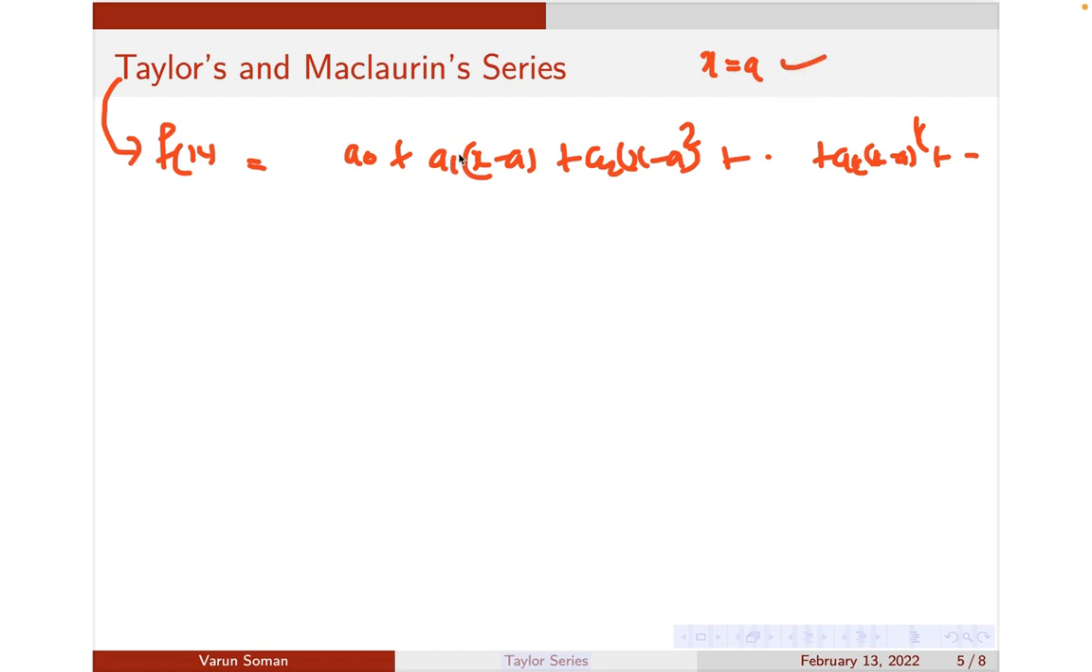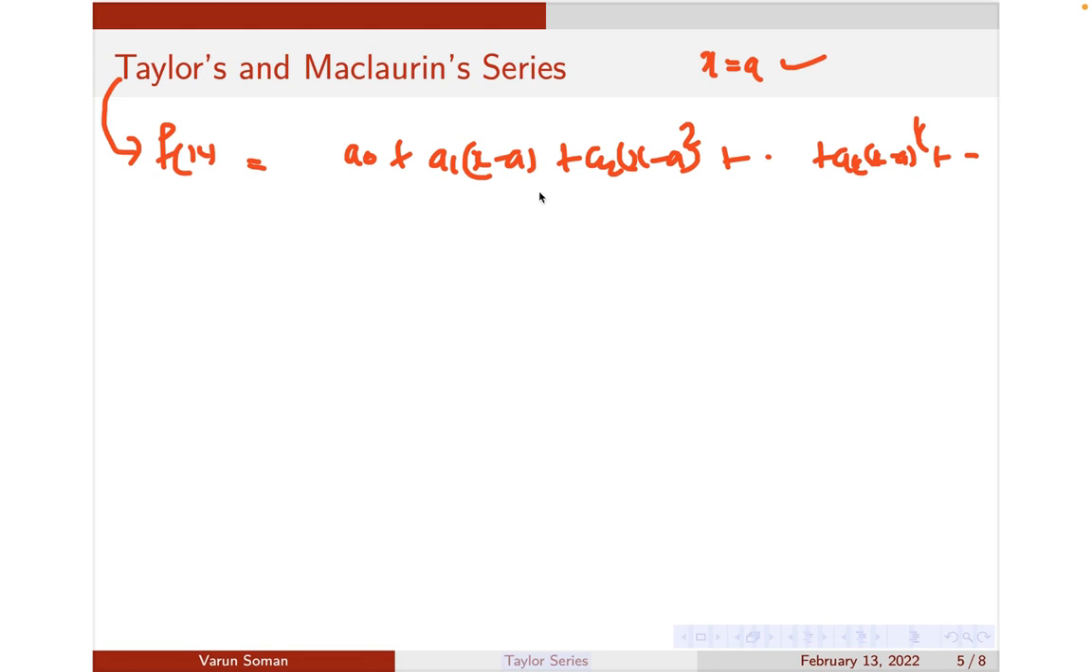Okay, so if you know the concept of power series, it will be like this: a0 plus a1 into (x minus a) plus a2 into (x minus a) whole square plus etc. The question will be like: expand e raised to x as a power series about x is equal to 0 or x is equal to 1. That means you have to write e raised to x as some constant plus a1 into (x minus 1) plus a2 into (x minus 1) the whole square plus etc.